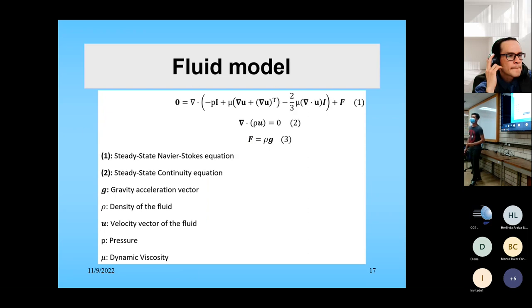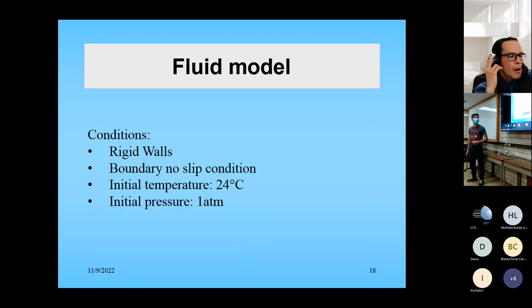Well, for the fluid model, the steady state Navier-Stokes equations and the steady state continuity equation were used. Here, the first equation is the Navier-Stokes, and the second one, the continuity equation. Here, F is other forces, where the other forces are defined to be the force exerted by gravity. And g is the gravity acceleration vector, rho is the density of the fluid, u is the velocity vector of the fluid, p the pressure of the fluid, and mu the dynamic viscosity.